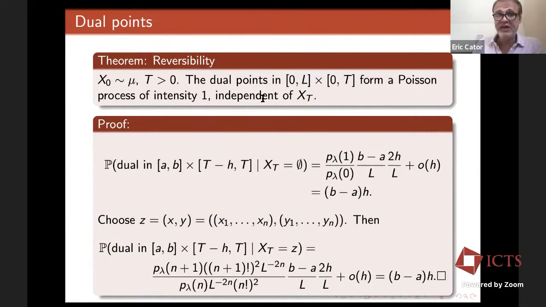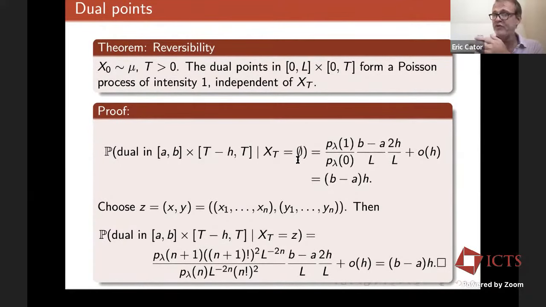So the statement is that if you look at a realization of the stationary version from 0 to t, and then you look at the dual points, then these dual points form a Poisson process, and the Poisson process is independent of X of t, so at the top part. So that means that you can go down and you will encounter an independent Poisson process, and that's how you can make the reverse process. And the proof is very similar to what we did before. At least this kind of heuristic proof, almost.